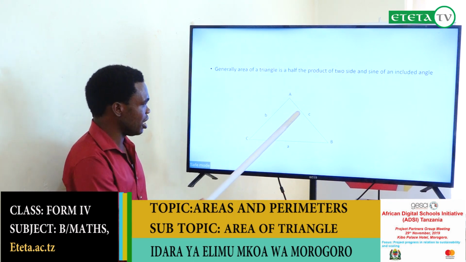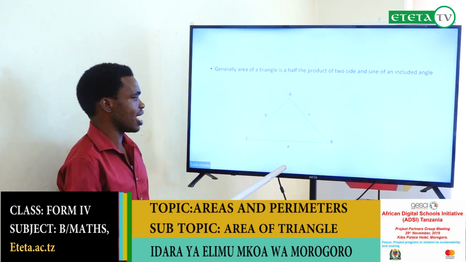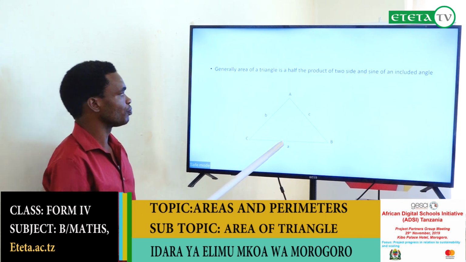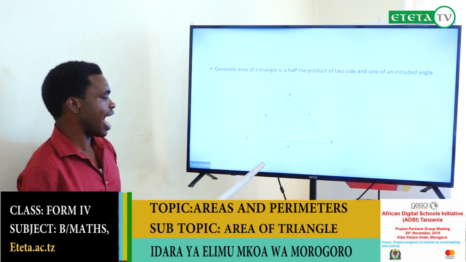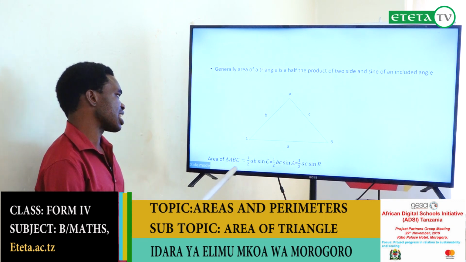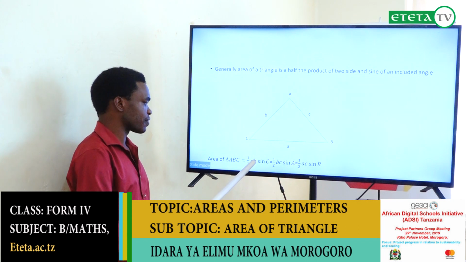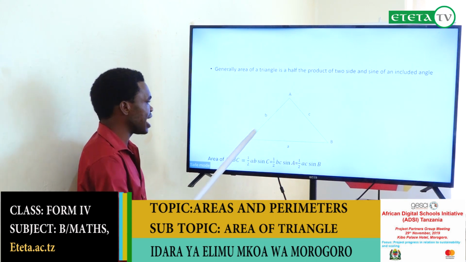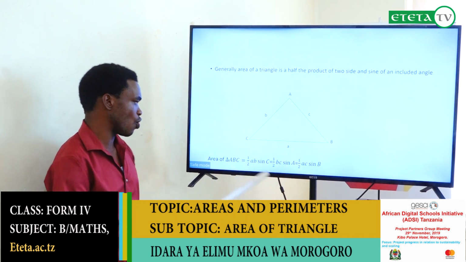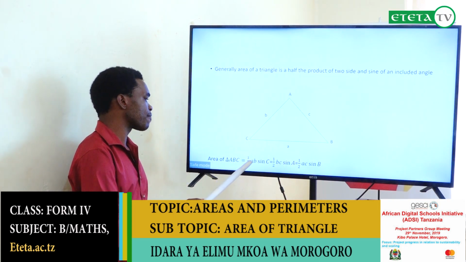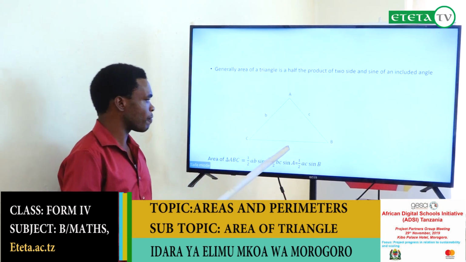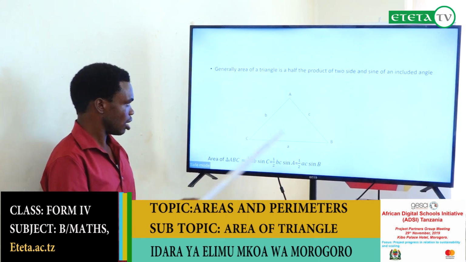Now, if we are given two sides of such a triangle, we have to use the concept of using two sides and an included angle. Here, the area of the triangle ABC will be the same as a half ab sine C. In our case, we decided to use this side, and for example, we are given angle C. So the included angle is angle C, therefore it will be a half ab sine C. But again, someone can use another angle, provided you have the sides of the triangle.